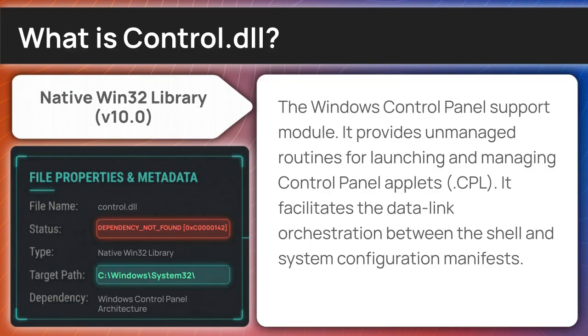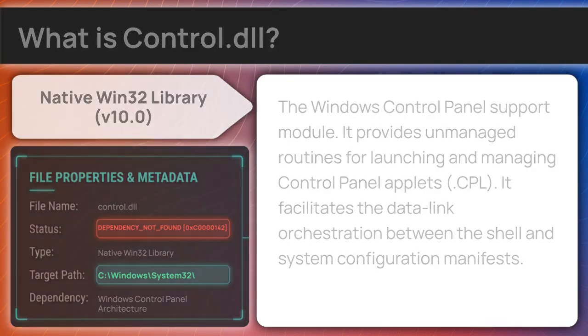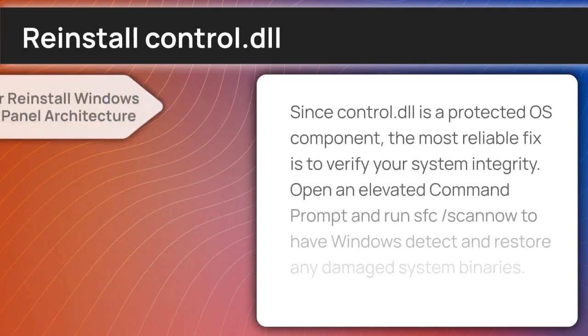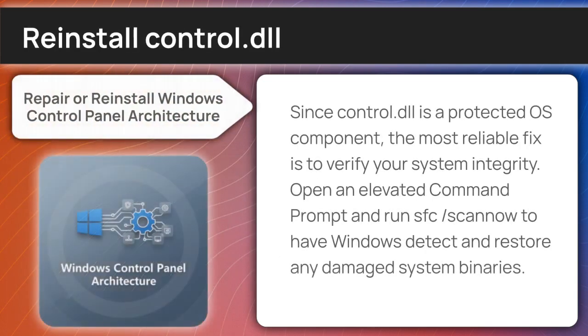Now that the technicals are covered, let's run the official installer. Since Control Library DLL is a protected OS component, the most reliable fix is to verify your system integrity. Open an elevated command prompt and run sfc /scannow to have Windows detect and restore any damaged system binaries.